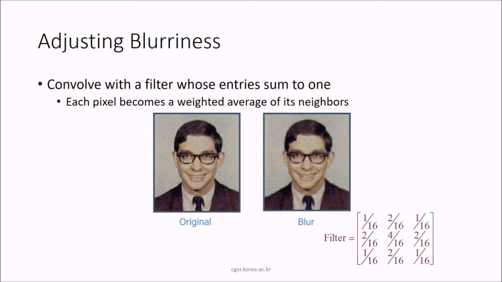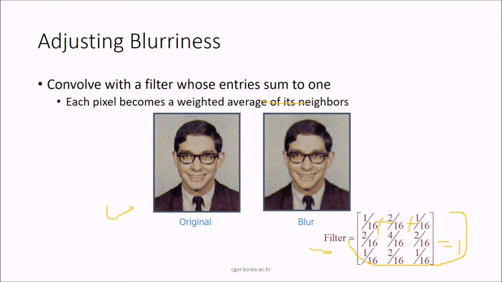Now, this is our original image, and we want to adjust the blur. How to adjust the blurriness? We convolve with a filter whose entries sum to 1. This is how we adjust the blur, meaning smooth blurring, smoothing, etc. Each pixel becomes a weighted average of its neighbors. For example, if this is a filter and you sum all these values, 1/16 plus 2/16 and so on, the result will be 1 only.